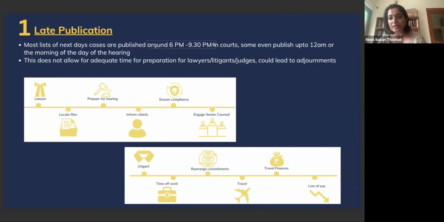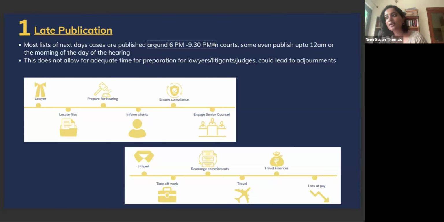And why this is difficult is not just because there are a lot of things that have to be done before you can be effectively prepared to argue a case, or if you're a litigant, to be present in court, or to tell your lawyer any instructions in that matter, which takes time. For you to do it well, you require time, and it has to be done a little bit in advance. For instance, if it's an old matter, you might not even have the files. You might have lost the files. You might have misplaced the files and you need to locate them.